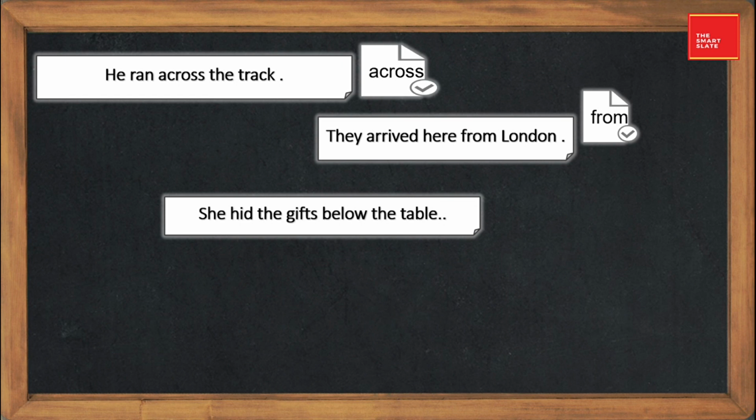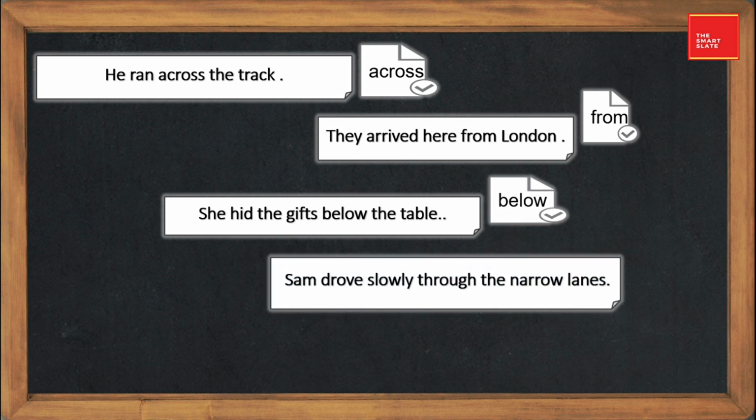She hid the gifts below the table. So below is the preposition because the gifts are kept below the table. So the place is below the table. Below becomes the preposition of place.